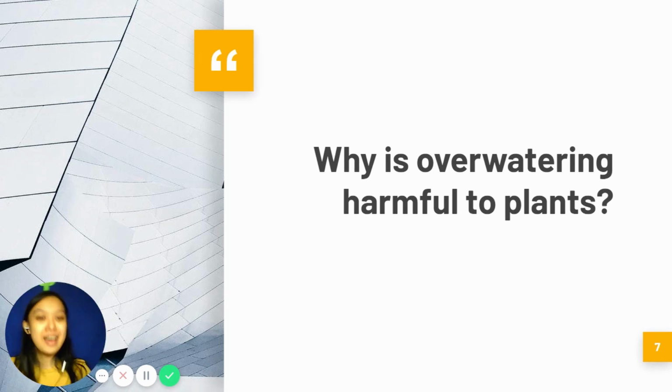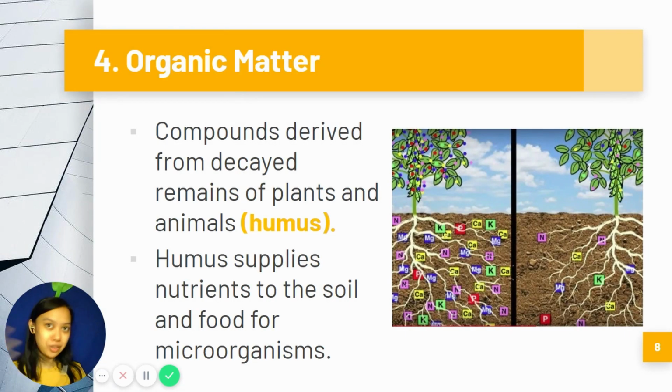And finally, we have your organic matter. When we say organic matter, these are compounds derived from, you guessed it, living stuff. So when we say organic matter, we speak of compounds derived from decayed stuff. In this case, we call them humus. Now humus actually supplies nutrients to the soil and food for microorganisms, which actually provides balance to the soil as well.